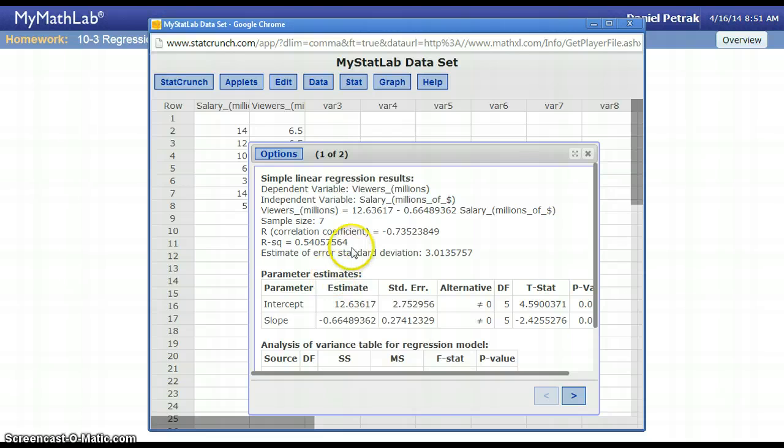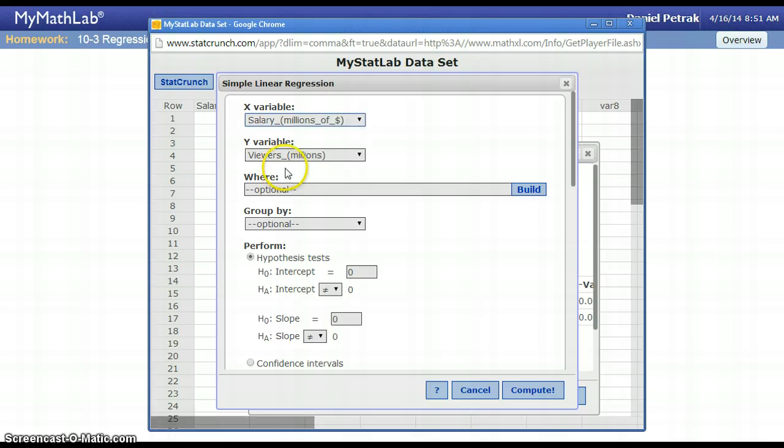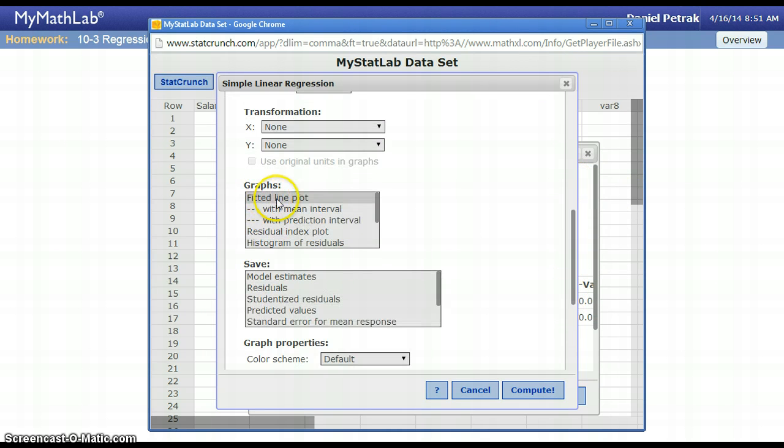The one other thing I want to do, I'm going to go into options here. I'm going to go to edit, and if I scroll down, instead of just doing a fitted line plot, I want to do a residual. I want to plot the residuals versus, let's see here. Let's do a residual index plot. That'll be good. And I hit compute.